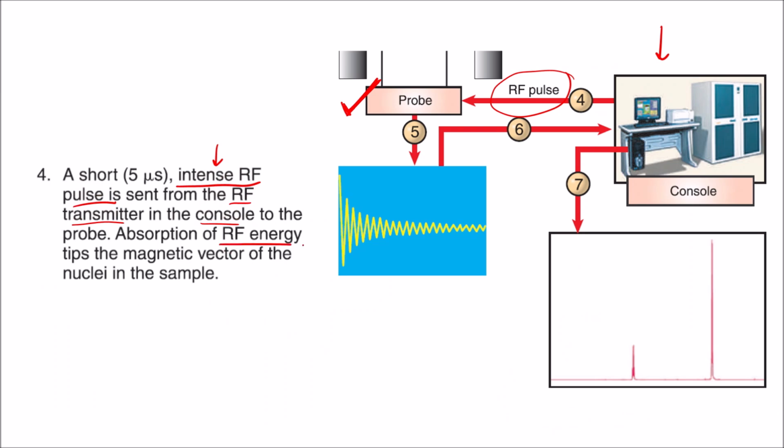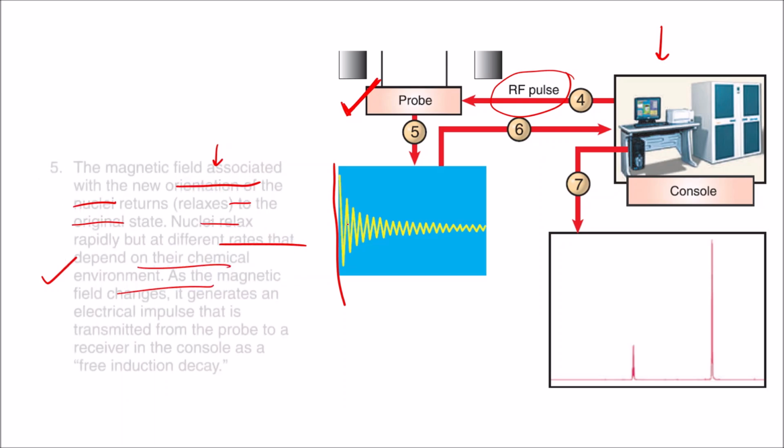Then there is absorption of the RF frequency, and then there will be spin flipping, that is a change of the magnetic vector of the nuclei. Whatever nuclei you are scanning will absorb the radio frequency. There will be resonance in the presence of the magnetic field, and then a plot is generated.